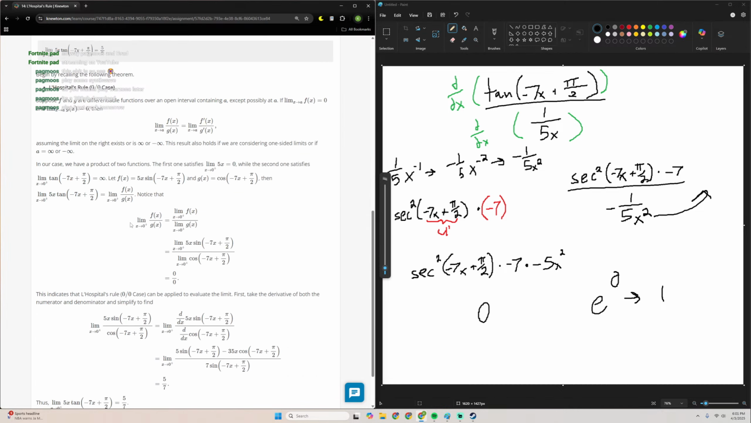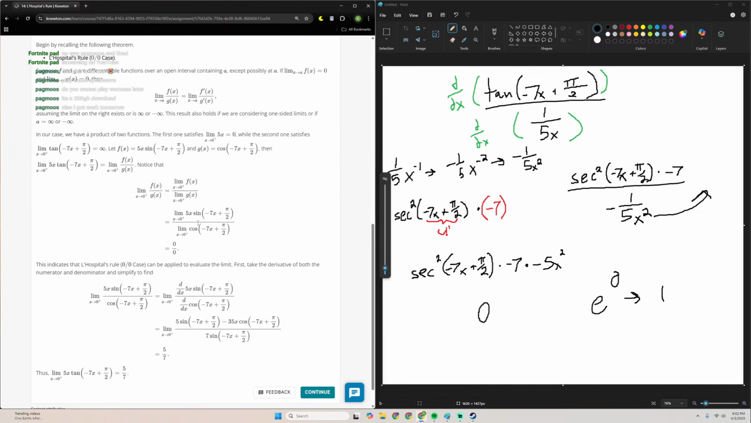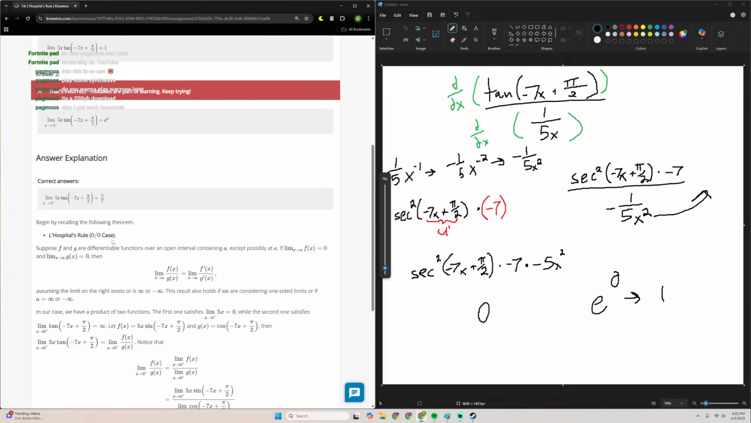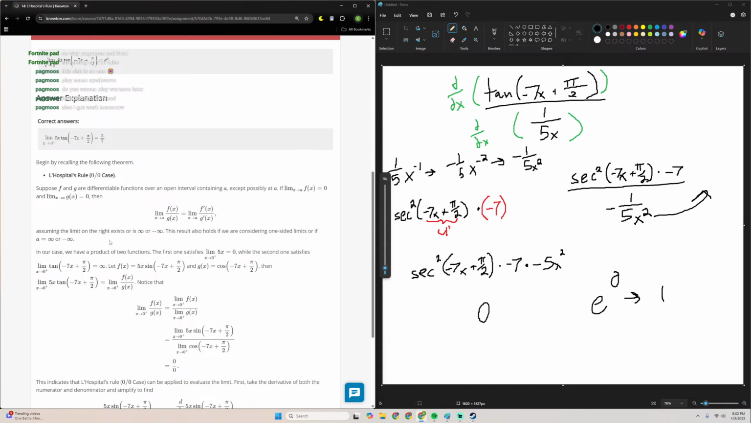This is tangent, right? The derivative of tangent is supposed to be... Wow. Oh, wow. They split tangent up into sine and cosine. Are you serious? What did you do with the 5x? You still kept it at the top.